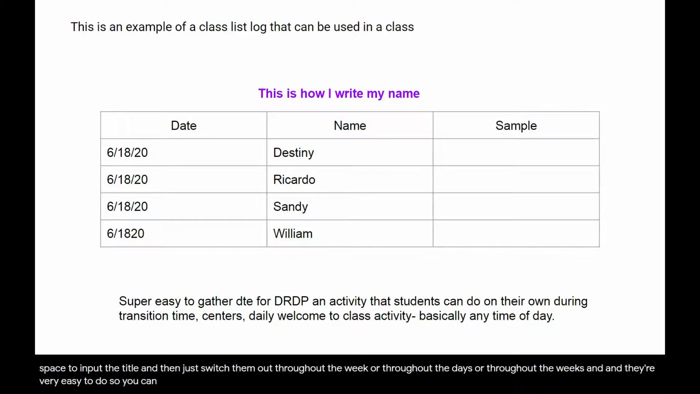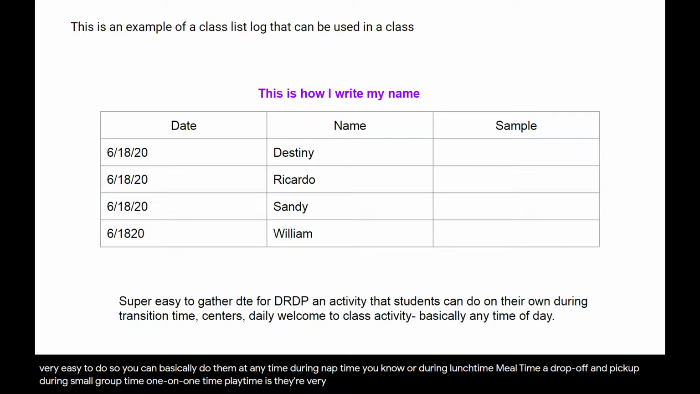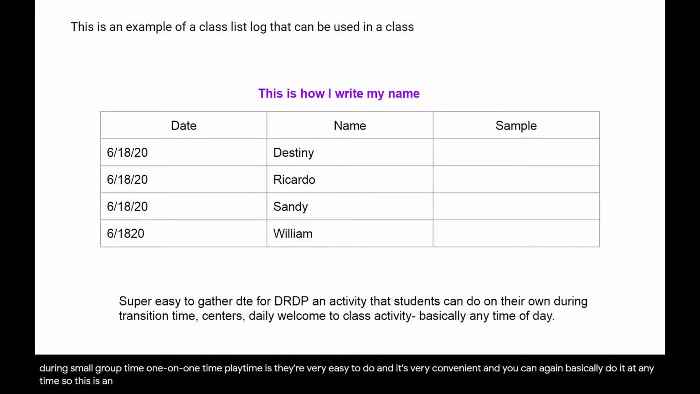So you can basically do them at any time, during nap time, or during lunchtime, mealtime, a drop off, a pickup, during small group time, one-on-one time, playtime. They're very easy to do, and it's very convenient, and you can, again, basically do it at any time. So this is an example of one that I would do in my classroom. And the title for my class list log for this one is, "This is how I write my name."